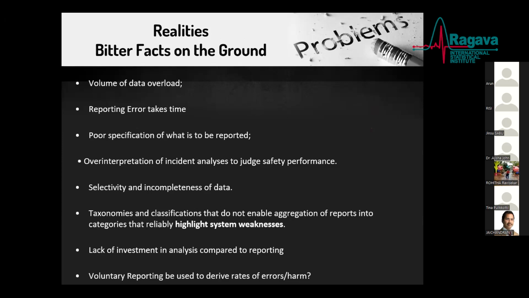You have a volume of data, you have a lot of reporting errors, which takes time. Sometimes you don't have sufficient time and resources to actually do the analysis, and there is a lot of diversity in the stakeholders as well. And actually, does voluntary reporting give the rates of errors and harm of an organization? No, it can never. Because if you say that you have high reporting, some organizations see it as, okay, you have a good culture. Some of them say, okay, I have low reporting, I don't have enough incidents. So there are a lot of interpretation issues, and a lot of resources and time is being used for incident reporting analysis.